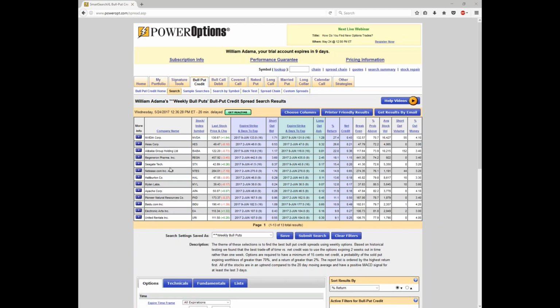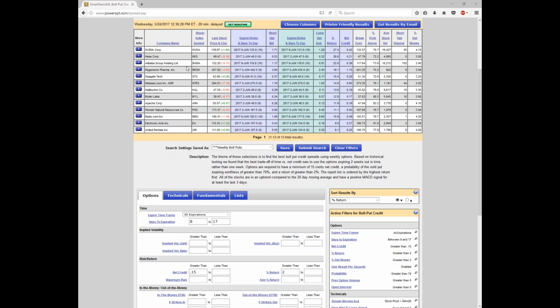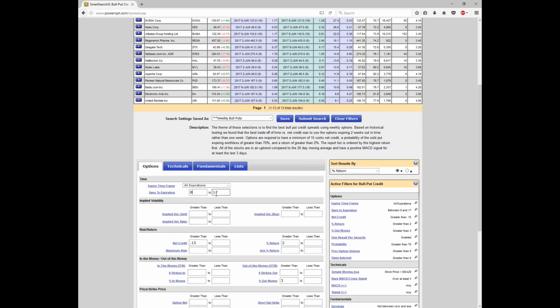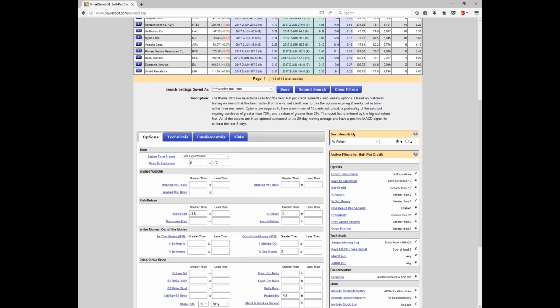There we go. Looking for positions that are 8 to 17 days out in time. Okay, now again, you can see all the criteria that are being used, but why 8 to 17 days out? In each default search, you'll see a description. Ernie actually historically tested these, and he saw that the 2-week out series, long term, actually gives a better return because the losses aren't as devastating.